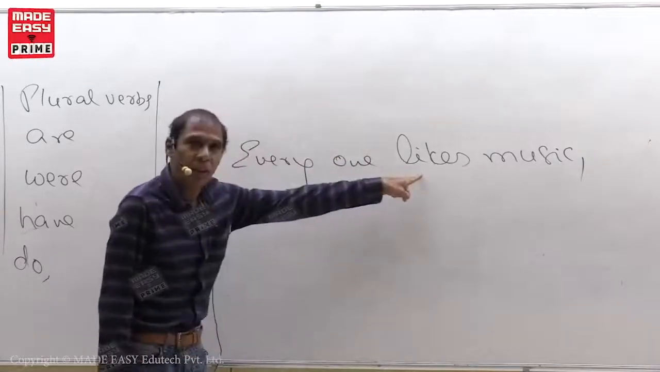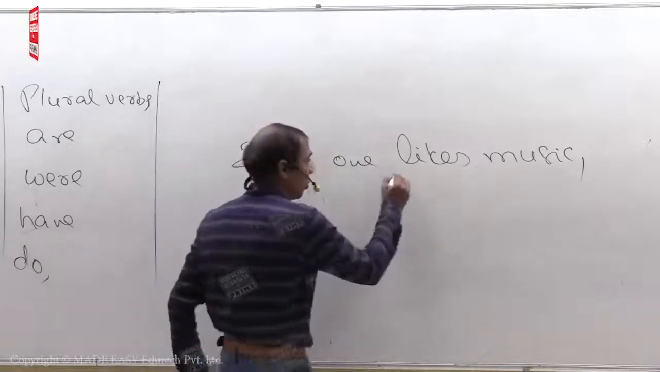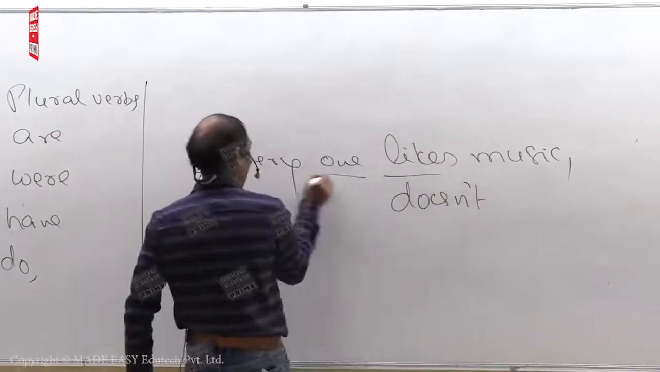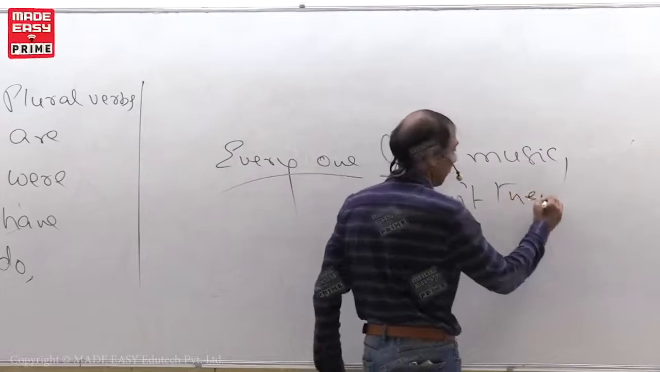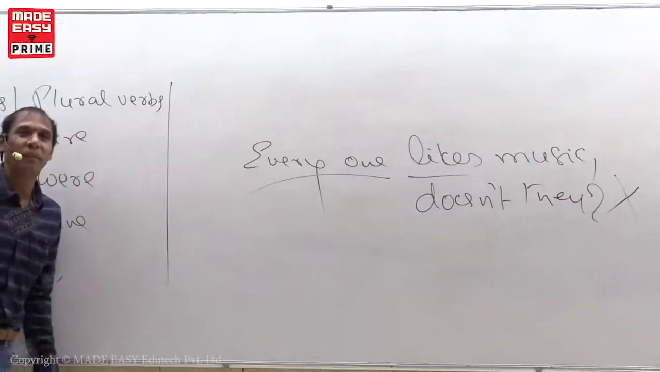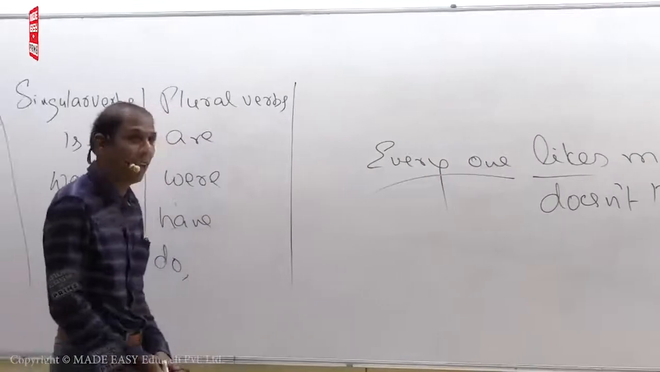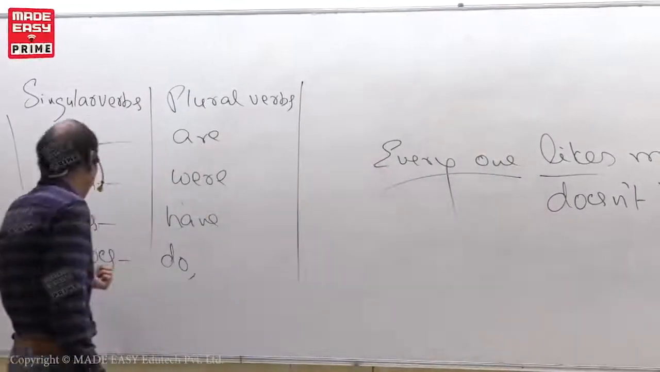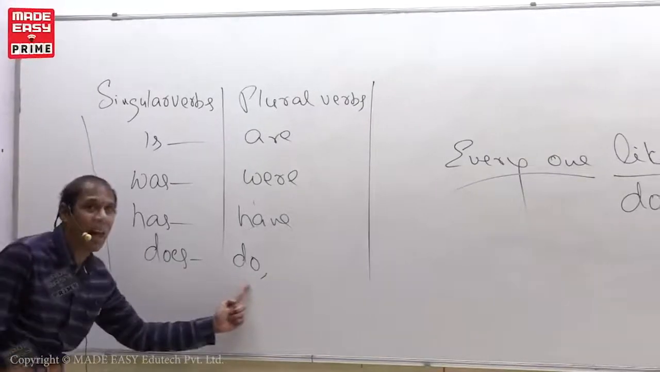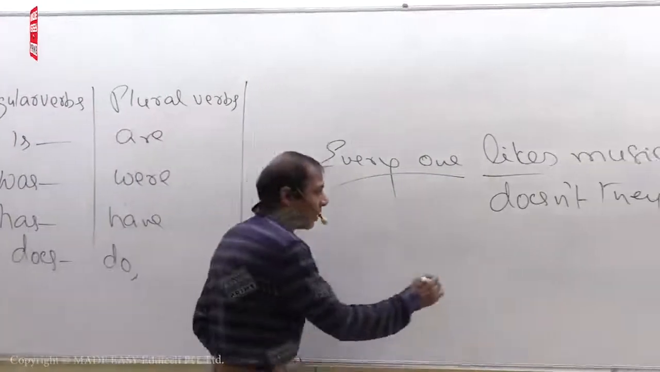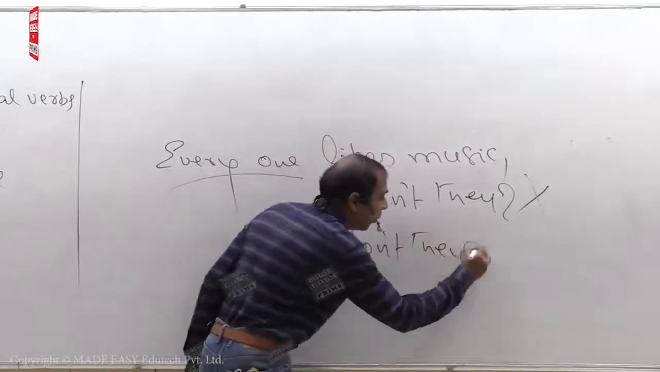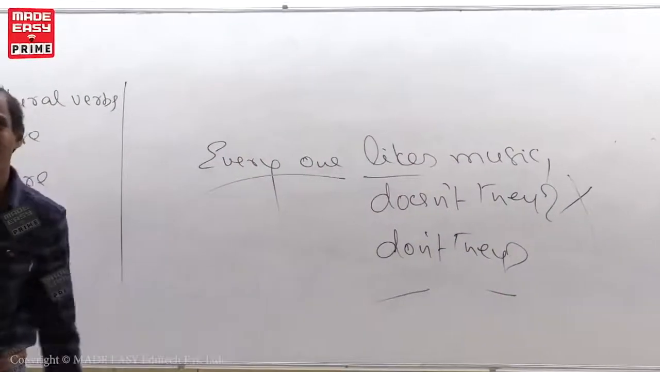Okay? Likes, present tense with us. So you have to borrow does. Does plus not, doesn't. Everyone, they. Okay? Wrong. This is also wrong. Why is this wrong? Because does is singular. What is the plural form of does? Do. Do plus not. Don't they. This is how you have to write.